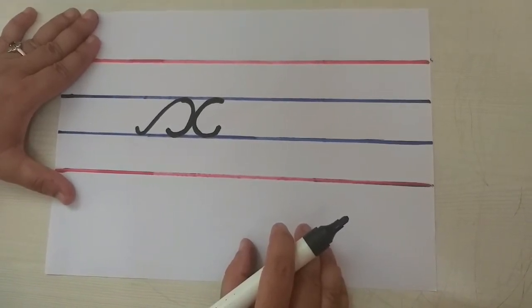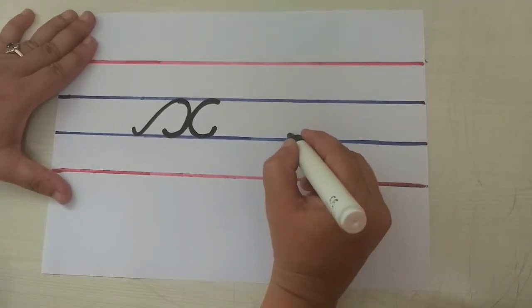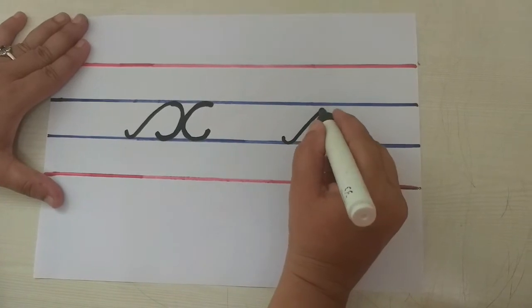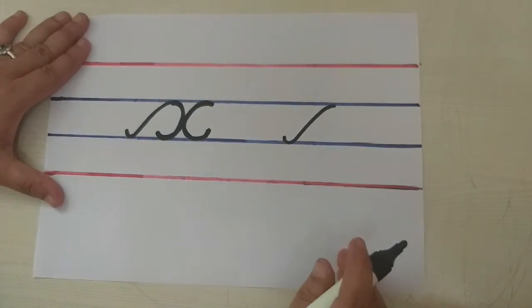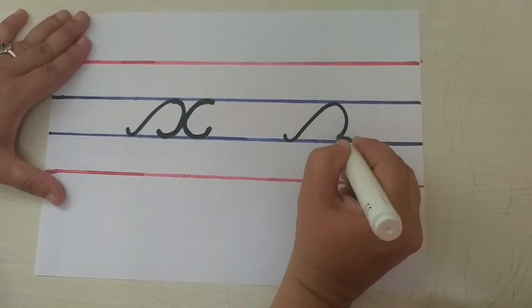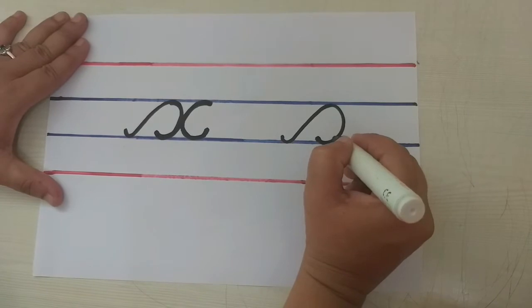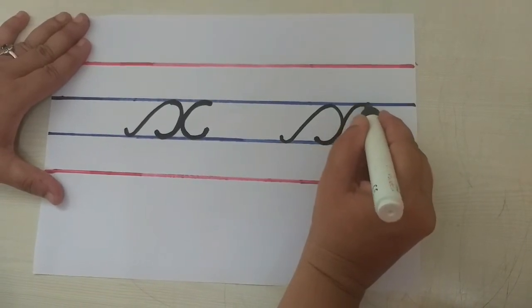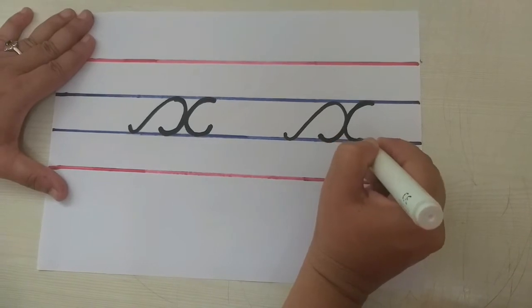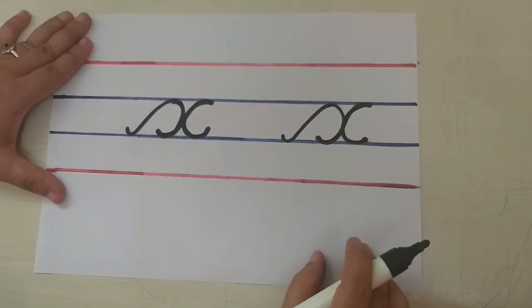Small cursive X. Now shall we write once again this sign? Yes, take a small curve. Go up to the second blue line, slanting line, children. Now you have to do a half curve here, children, like that. Half curve. Now from here again you have to go up to the second blue line. Come down to the third blue line. Like C you have to write a half curve, children. So this is small cursive X.